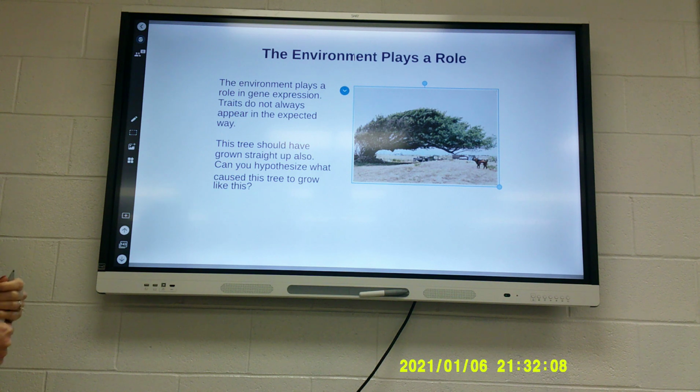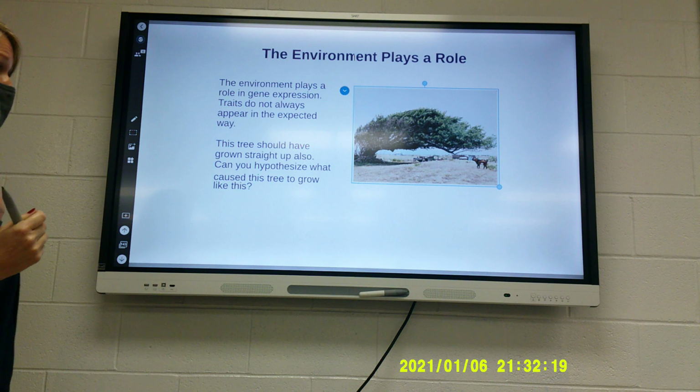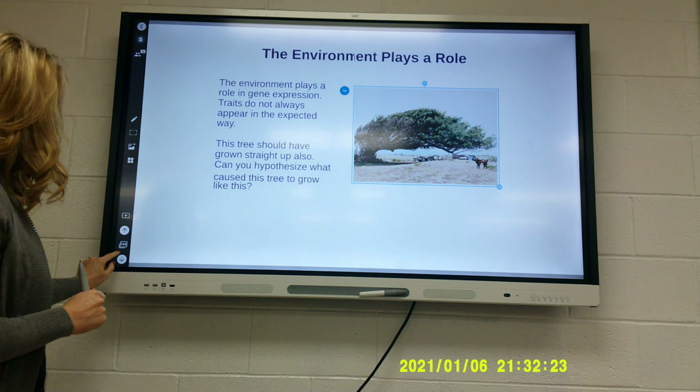The environment plays a role in gene expression. Traits do not always appear in the expected way. This tree should have grown straight up and down. That's what trees do. But the wind and other environmental factors caused it to grow sideways.